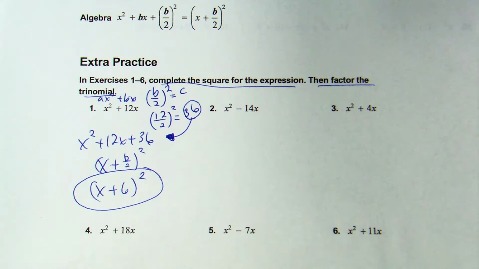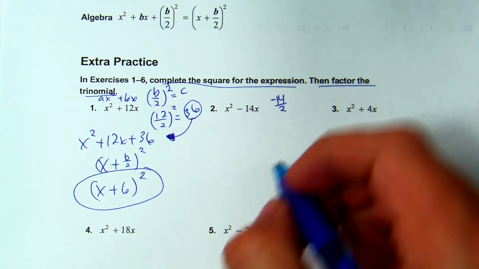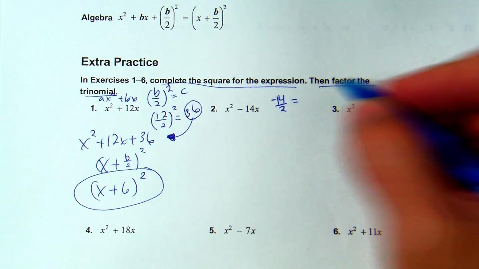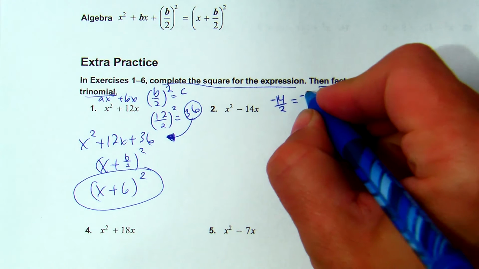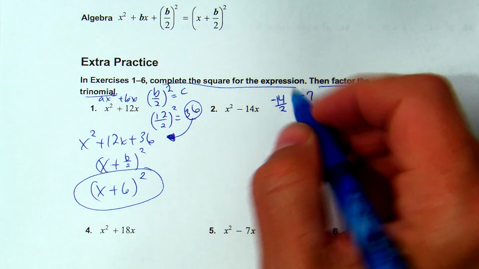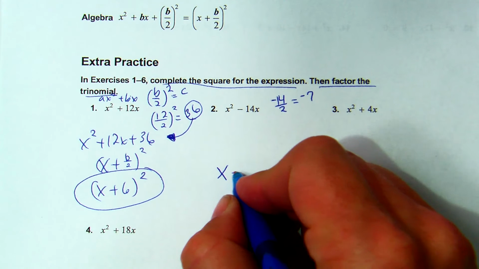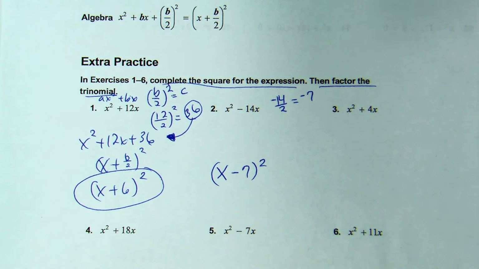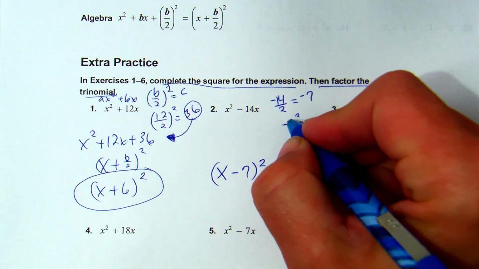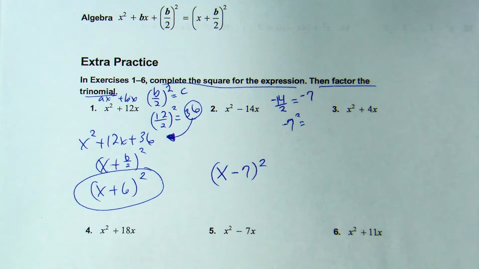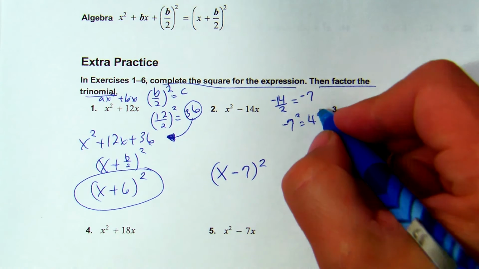But what's this one going to be here? We're going to take negative 14 divided by 2. That's going to equal what? I'm not going to square it yet. I just wanted to get this part here. What's this going to be? Negative 7, right? And remember that b over 2 is my factor. So I should get to x minus 7 squared. But I'm going to have to take negative 7 and square it to find C. So negative 7 squared is going to be a positive 49. That is C.